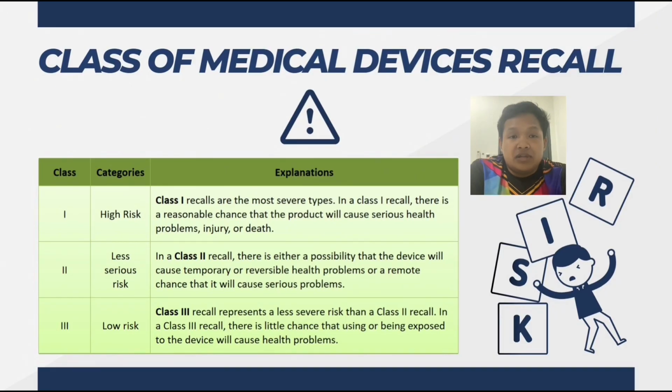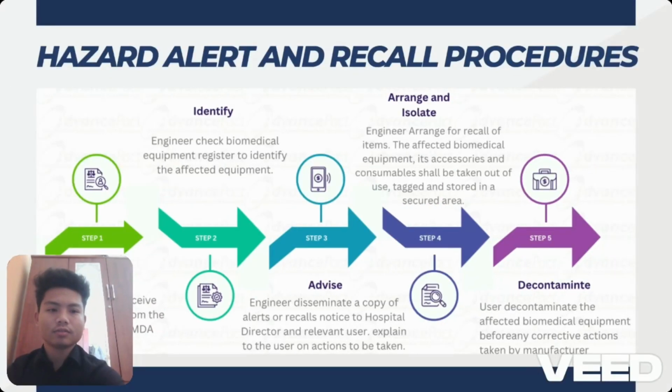Right. The last but not least is class 3, which is lower risk. Class 3 recalls represent a less severe risk than a class 2 recall. In a class 3 recall, there is little chance that using or being exposed to the device will cause health problems. Here is the flowchart of the hazard alert and recall procedure of medical devices.